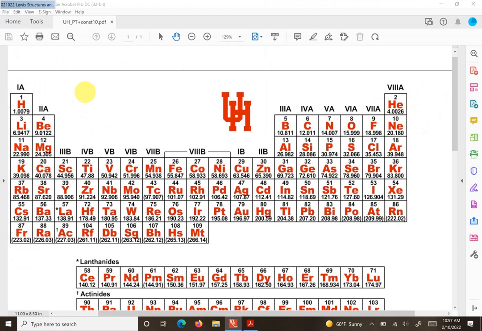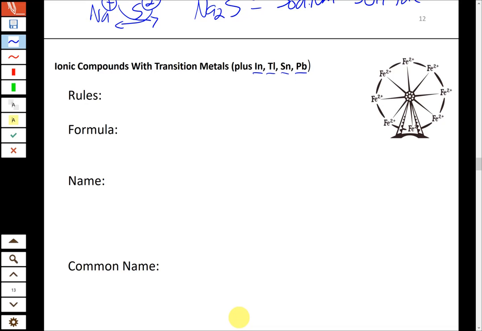So for the metals that occur in this part of the periodic table, or the few P block metals that we have over on the left side of the staircase over here, indium, thallium, tin, and lead, all being sort of main group metals that are towards the right side of the periodic table, but still metals. In those cases, there's an additional rule that comes into play. They're very similar, there's not a huge difference, but the only difference is that these metals, the transition metals plus these few from the P block, can form more than one different cation.